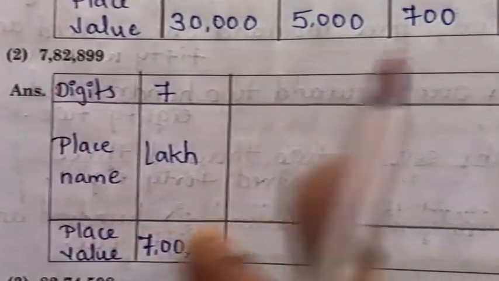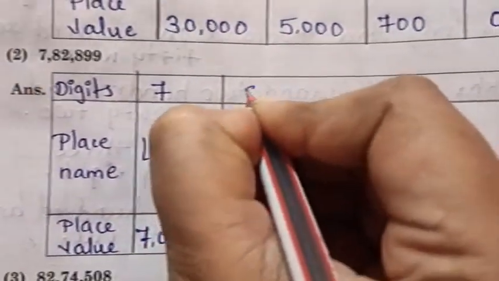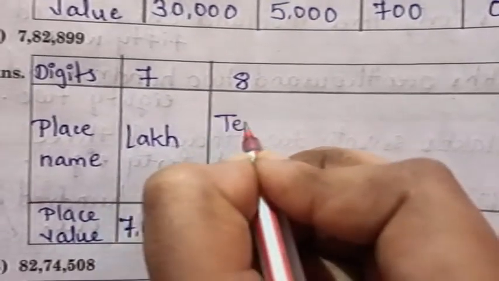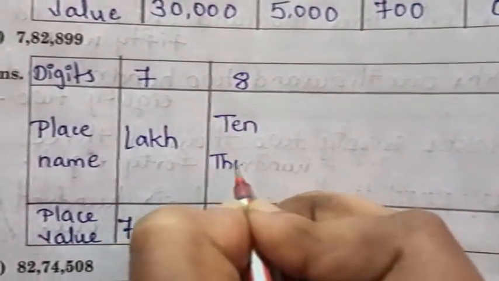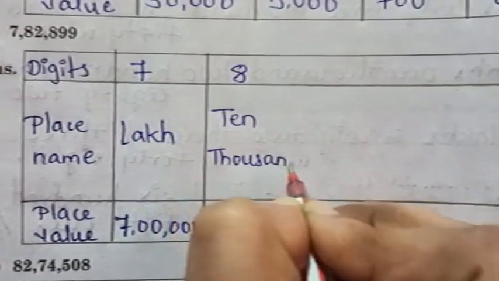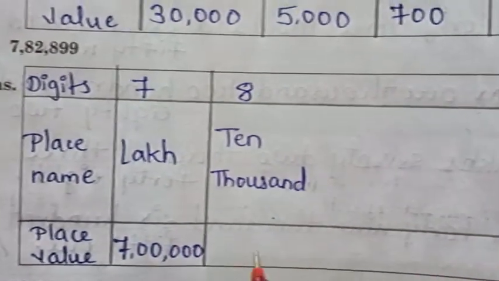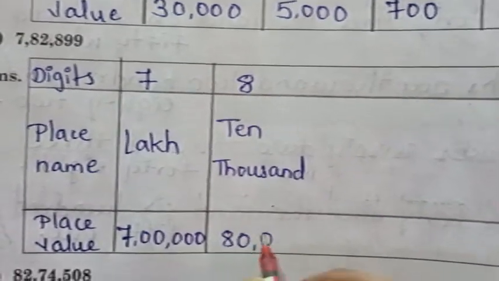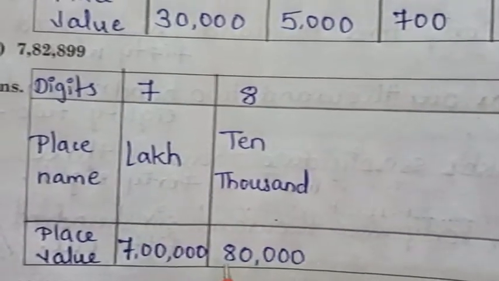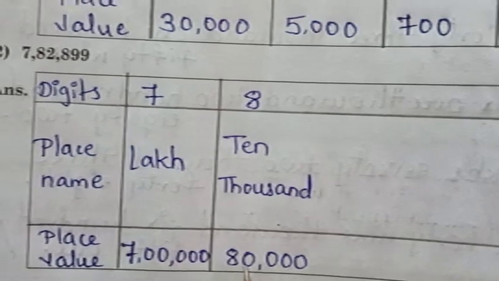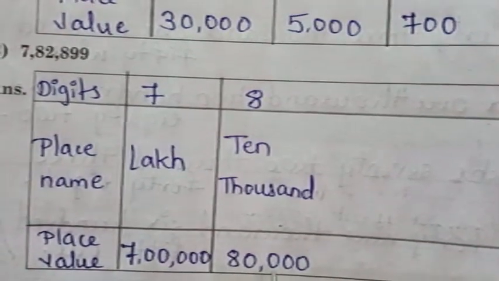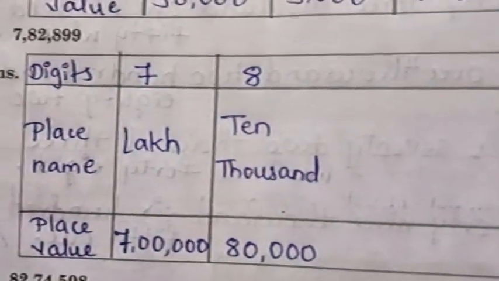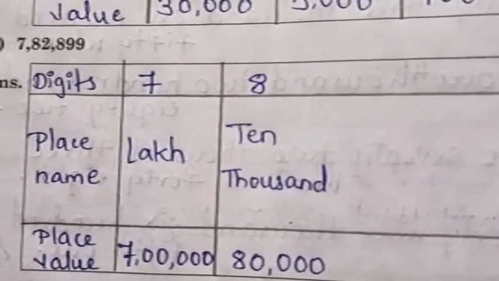Then the next number is 8, so you will write here 8. 8 is at which place? 10,000. So you will write here 10,000 and its value is 80,000, because at the 10,000's place you will write 8, then thousands place 0, hundreds place 0, tens place 0 and units place also 0. Is that clear?